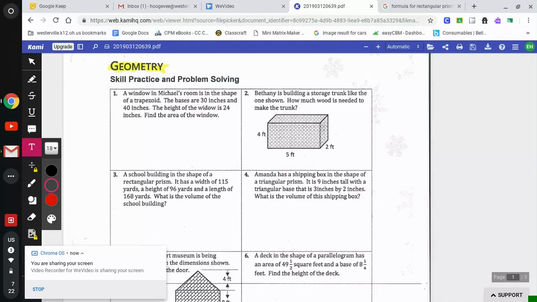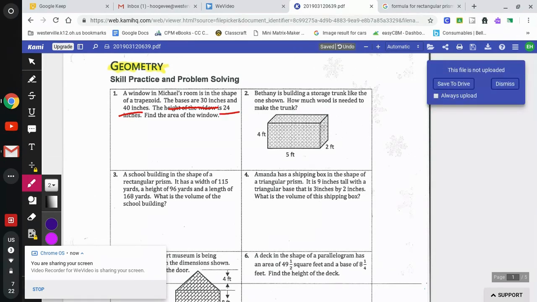All right, guys, tonight's homework help. Just looking at the first page for geometry. Question one, again, you have a trapezoid. You're finding the area; the bases are 30 and 40 and the height is 24.